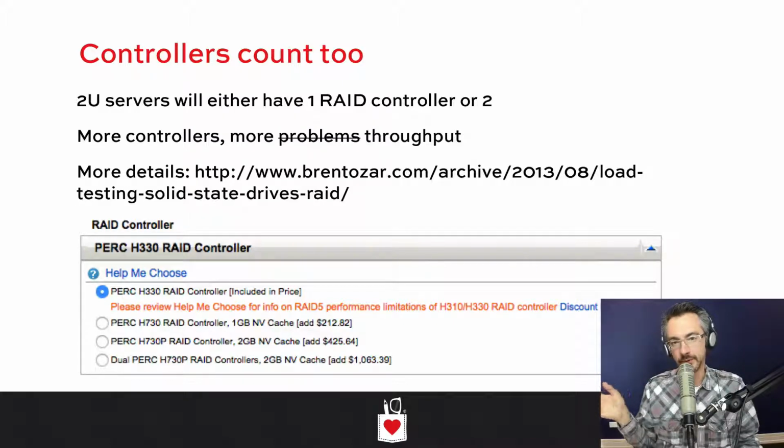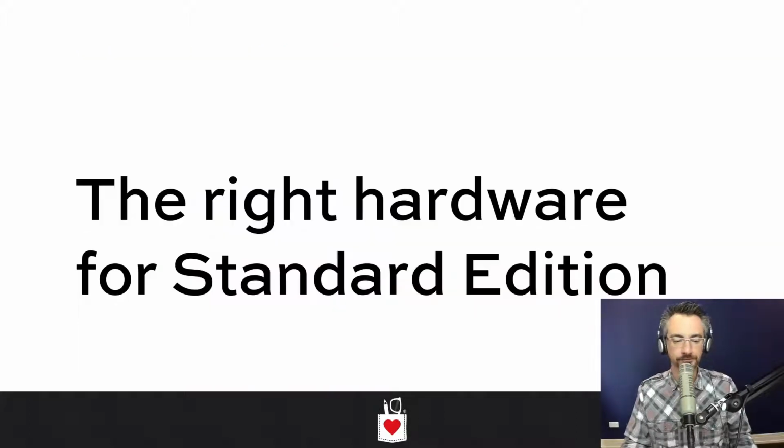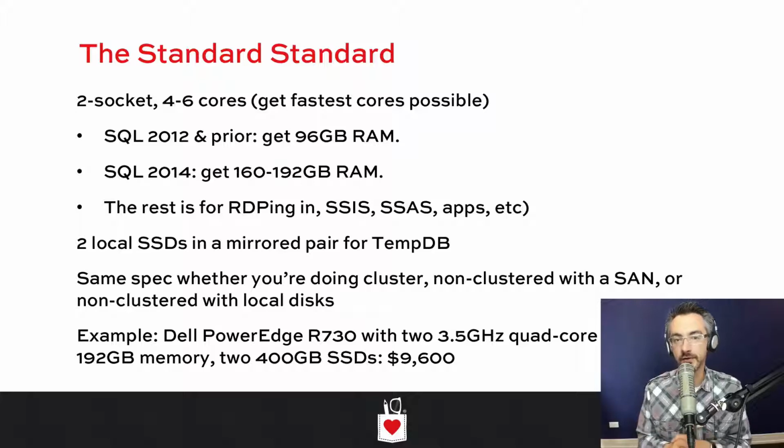Whichever drives you choose, whether you're getting commodity off-the-shelf stuff or whether you're going with enterprise-grade drives, you want to also get the most controllers that you can. Controller count matters a lot here because individual SSDs are so blazing fast these days that they overwhelm a lot of RAID controllers. These can actually end up the bottleneck that holds you back. So having talked about editions, RPO and RTO, your general growth pattern, here's the right hardware for standard edition, all boiled down to one slide.